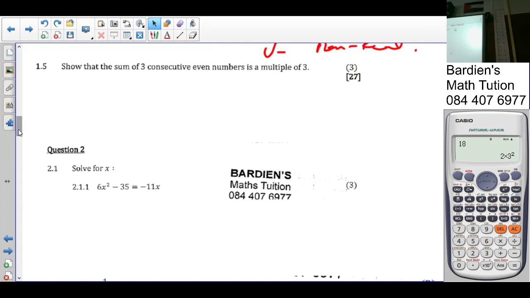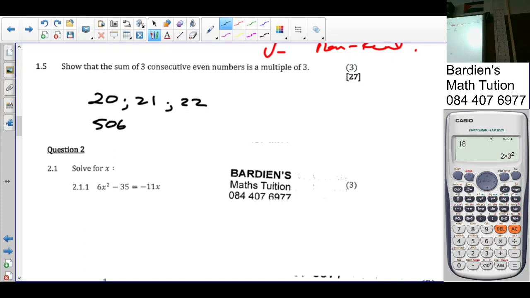Let's go with number 3. Show that the sum of 3 consecutive even numbers is a multiple of 3. What are consecutive numbers? Numbers that follow each other, one number after the other. So if I start with 20, what are the consecutive numbers? 21, 22. If I start with 506, 507, 508. Those are consecutive numbers. What if I had started with x?